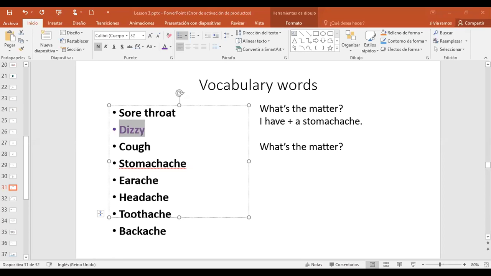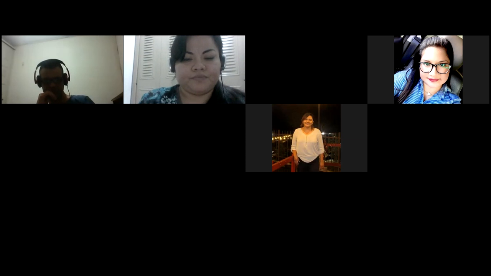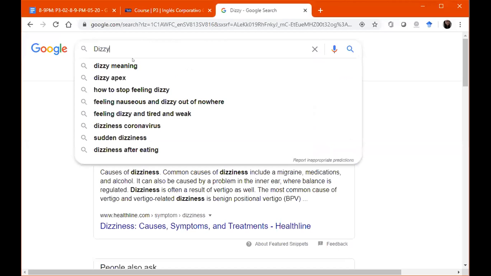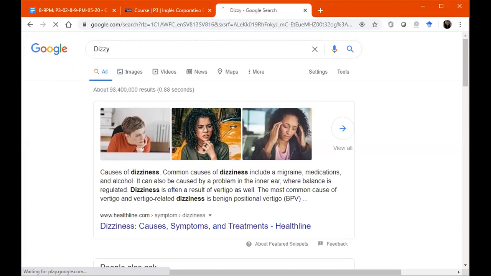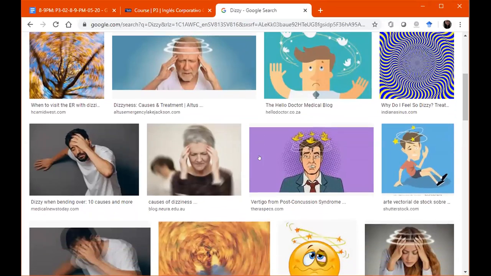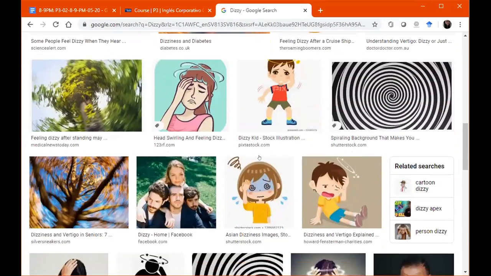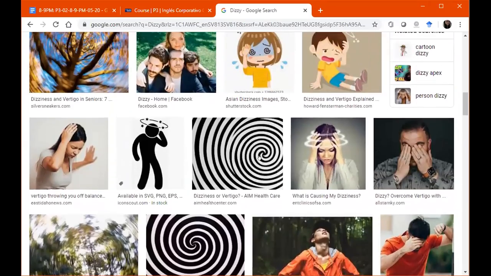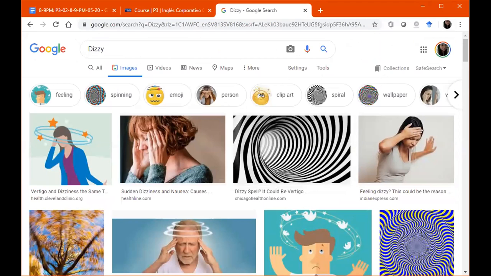Can you see my computer? Okay. I'm gonna show you here. Now we want a picture. Dizzy. This is dizzy. Look at this. Exactly. Very good. That's how you feel when you are in a car for more than 2 or 3 hours, you feel dizzy. So we're going to work with that word today and we're going to add another one that is sick, right? Sick. When you say sick, it's similar to dizzy, not the same, but very similar.